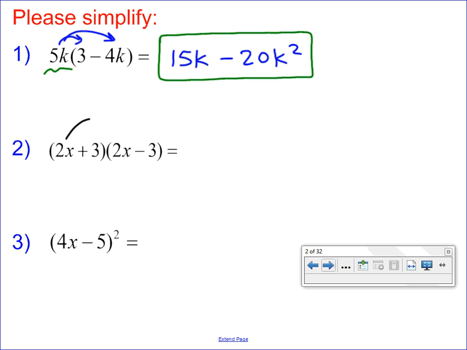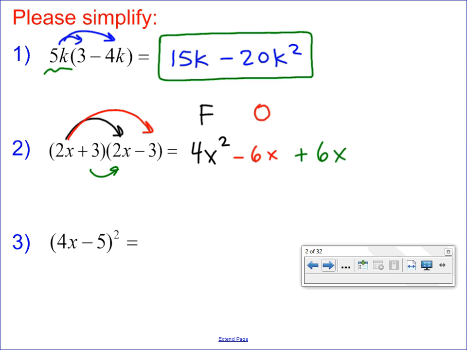And so if we did 2x times 2x, that would be 4x squared. That would be like the product of the first terms in each binomial. And then if we did 2x times the negative 3, right, that would be the outside product, and that would be negative 6x. So that would be like the O in FOIL. And then if we did positive 3 times 2x would be plus 6x. That would be the inside product, or the inner product, and that would be the I in FOIL.